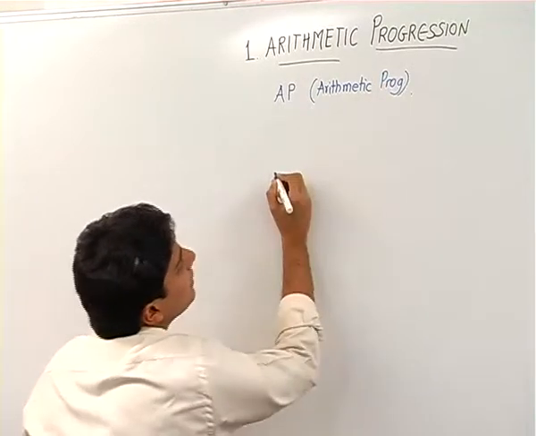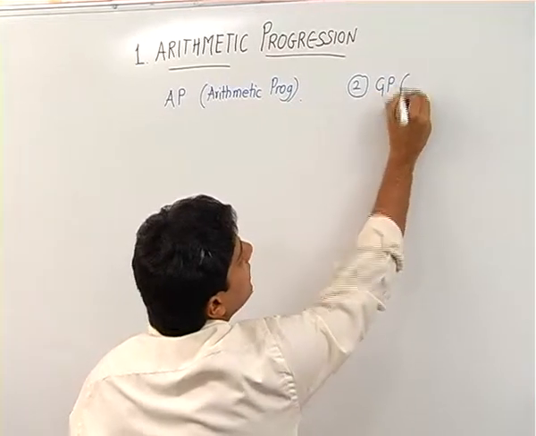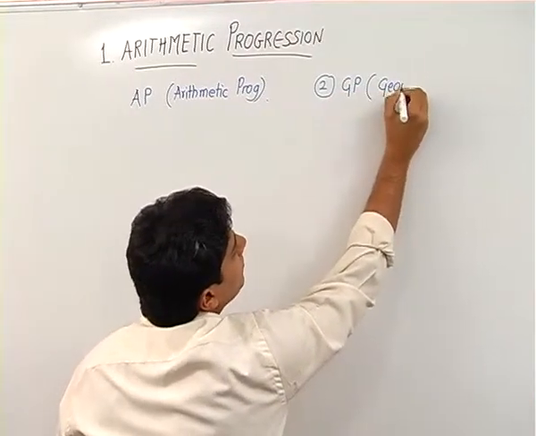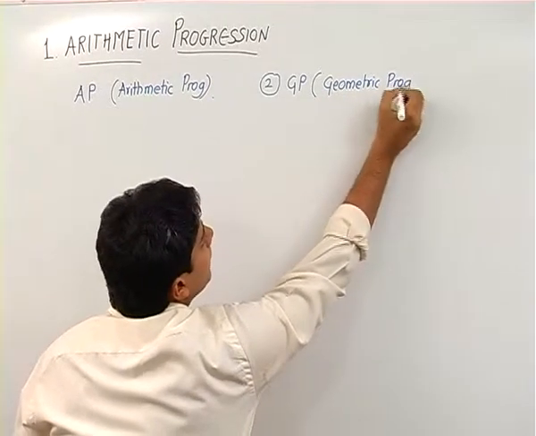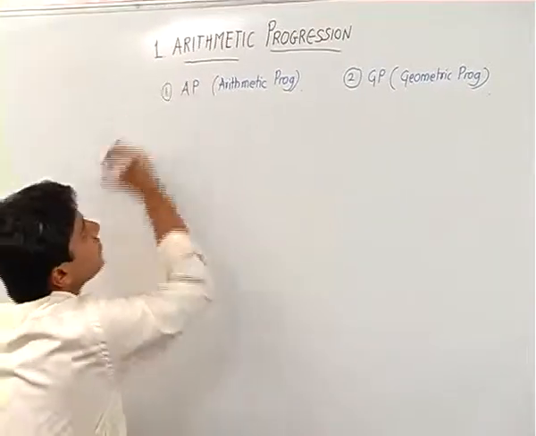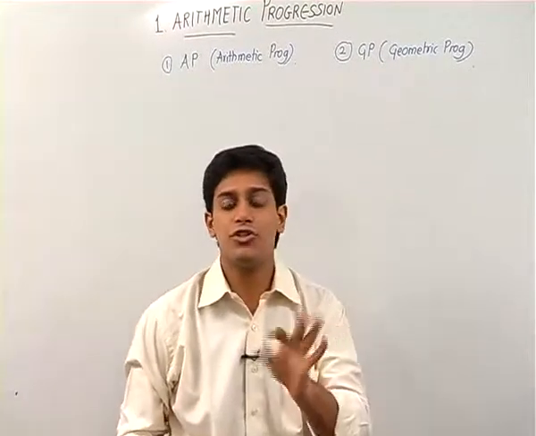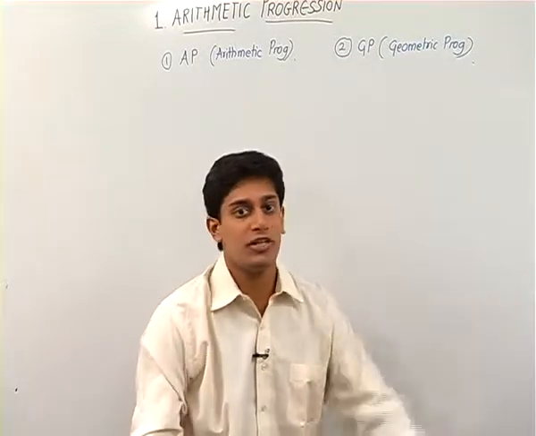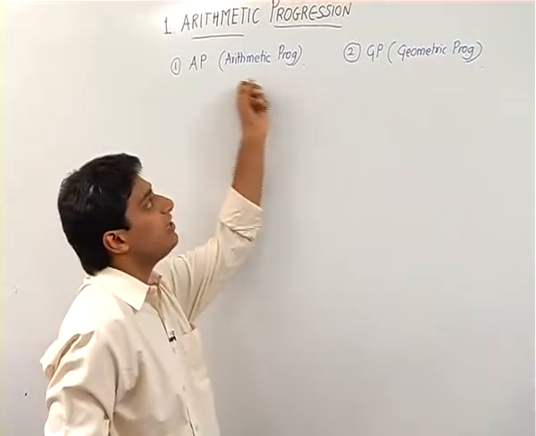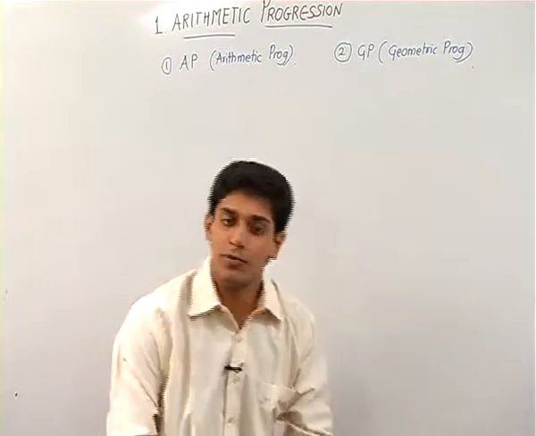The second part which you're going to study is known as GP, and this is known as geometric progression. And this was the first one. Actually, this geometric progression has been newly introduced into the syllabus. This wasn't there in the previous year's portion. In the previous year's portion, they had only given arithmetic progression. But this time we are also going to study geometric progression.